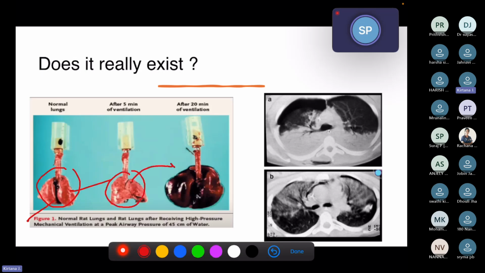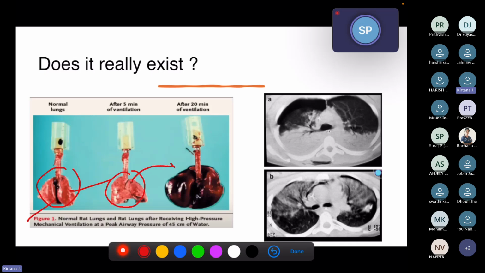And after 20 minutes of ventilation at a peak pressure of 45, you can see what has happened to the lungs. The lungs have become completely edematous. And obviously, there is some injury going on. This means that even in a normal lung, when ventilated at high pressures, there will be some injury that will be going on.